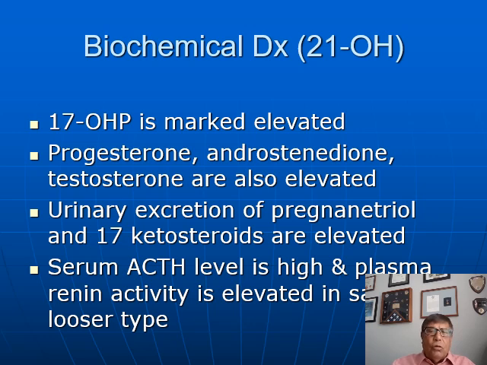So when we are trying to diagnose this condition, 21 hydroxylase deficiency, 17-hydroxyprogesterone is going to be markedly elevated. So are progesterone and androstenedione. DHEAS and testosterone are also going to be elevated. If you do the urine excretion of pregnanetriol and 17-ketosteroids, they are elevated. Serum ACTH level is high, and plasma renin activity is also elevated in the classical salt loser type.